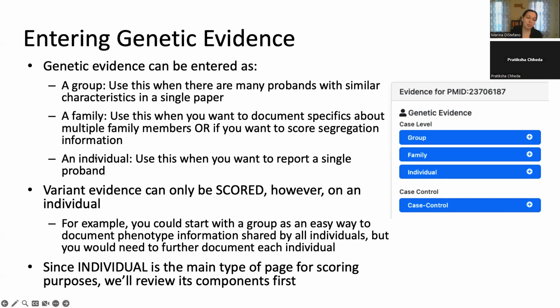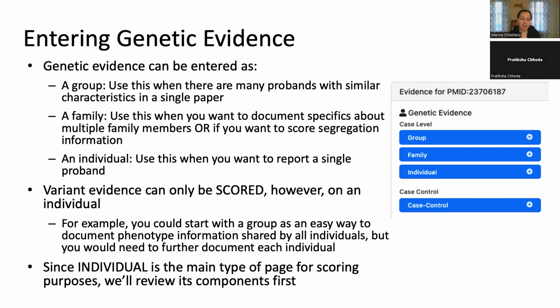And if you have just a bunch of singletons, you could just create an individual. So you would only want to use this when you want to report a single proband. If you have segregation information, you would always want to add a family, because then it will ask you, do you want to add a proband? And then you can add the proband to the family. Variant level evidence, like I just said, can only be scored on an individual. So you could start with a group, document all the information, but then you need to further document individuals because we score on a proband basis.